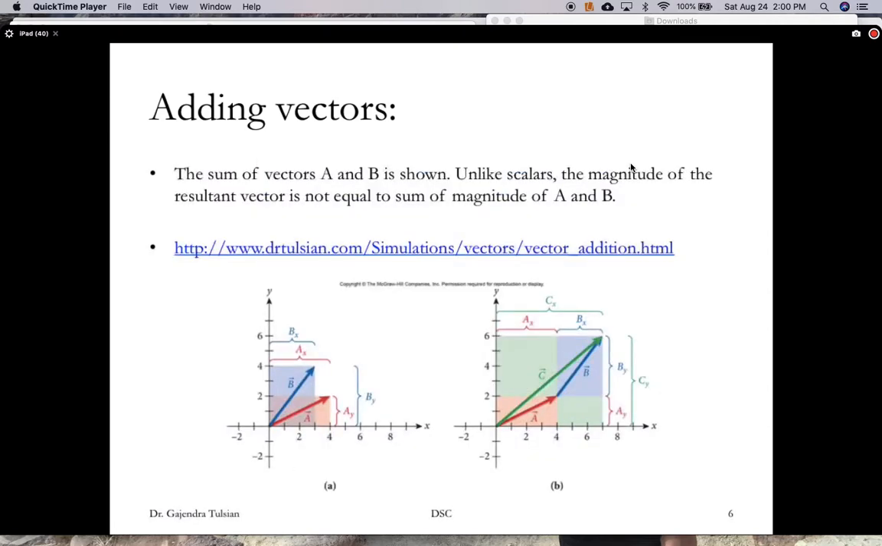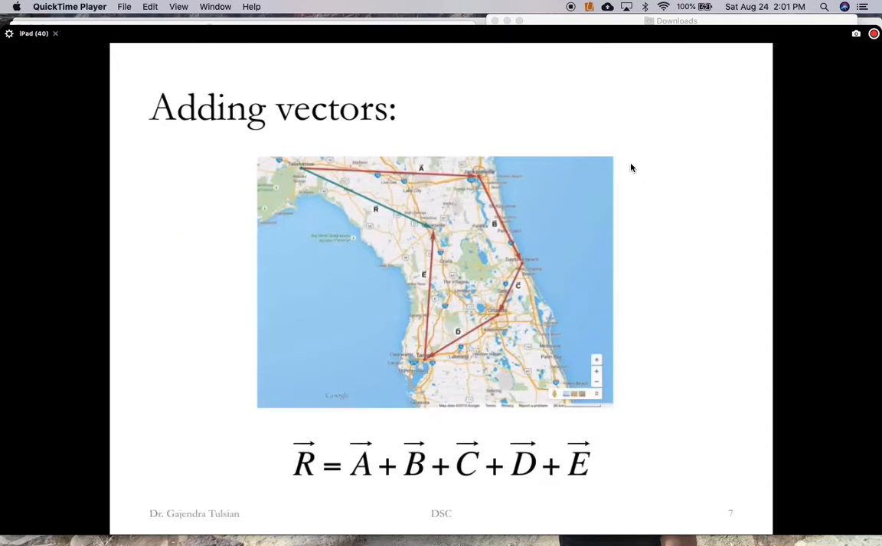Okay, so what I'm saying here is A plus B would give you the same result as B plus A. The result would be the same. R would be the same. Okay. So now this way of adding vectors, you can add as many vectors as you want. This shows you how you've added A, B, C, D, E. So the resultant vector is this vector. It's the vector from the tail of the first vector to the head of the last vector.